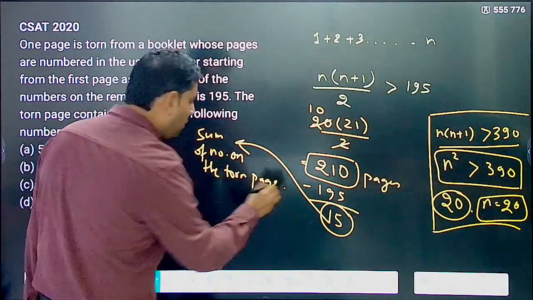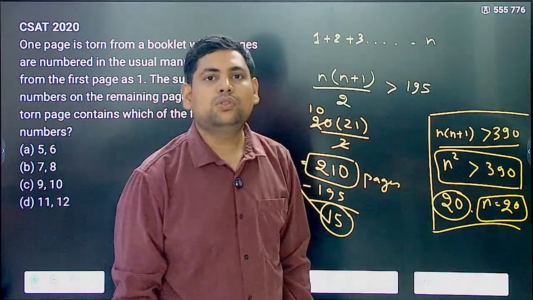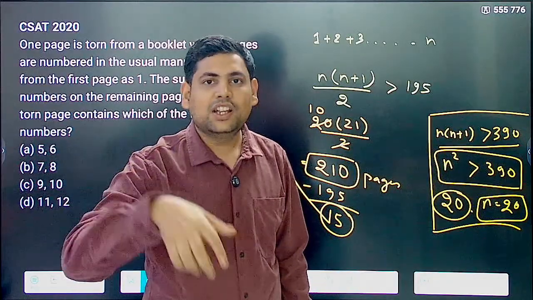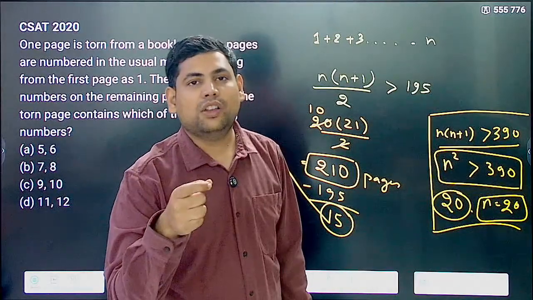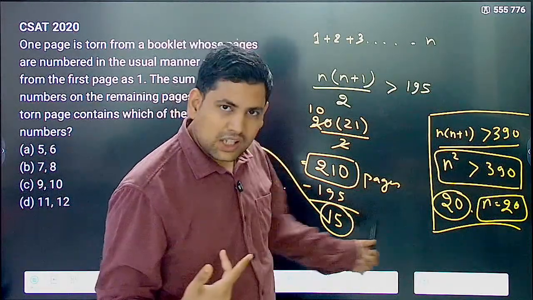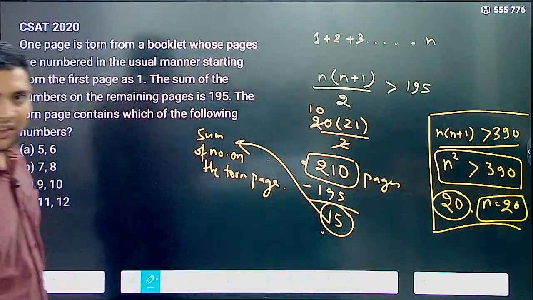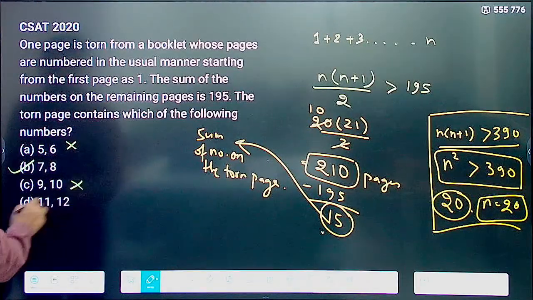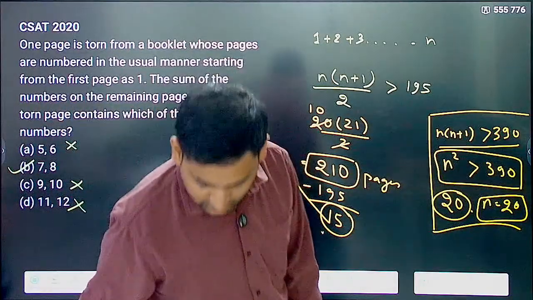Now if you take out one page from your book, actually you are taking out two numbers. For example, 5 and 6 is taken out, correct? So the sum is 11. Then if you take out a page with the two numbers 11 and 12, essentially you have taken out 23 in the sum. So now you're looking for two numbers whose sum is 15. 5 and 6, no. 7 and 8, yes. 9 plus 10, no. 11 and 12, of course not. Answer becomes B, that is 7 and 8.